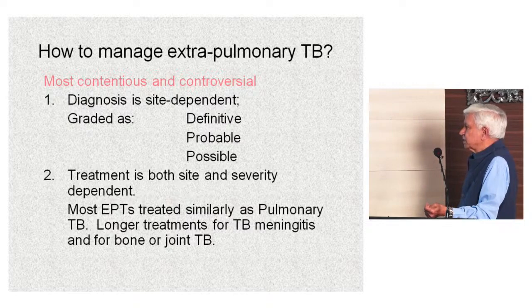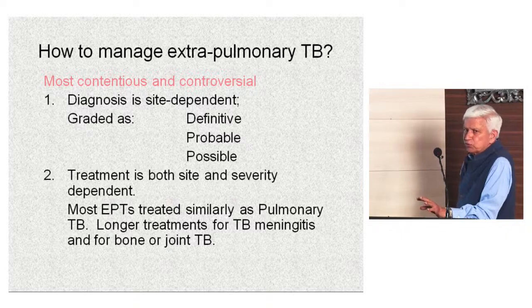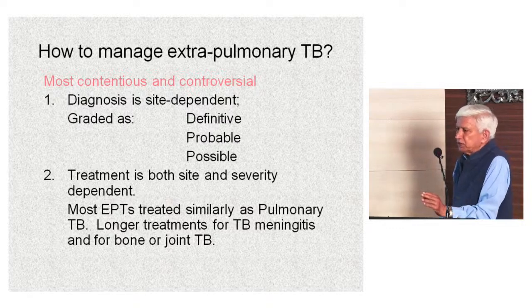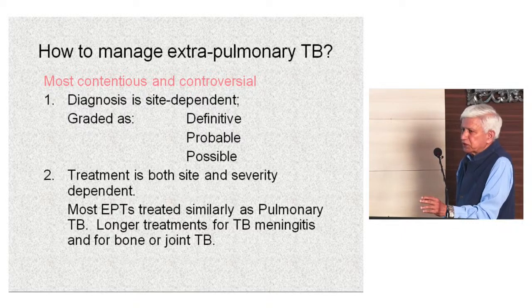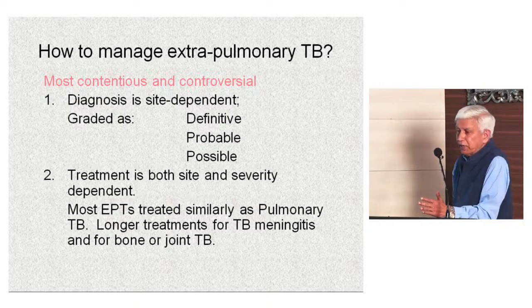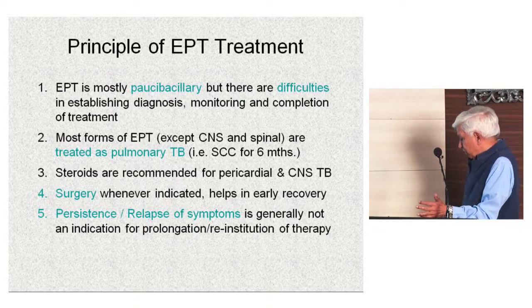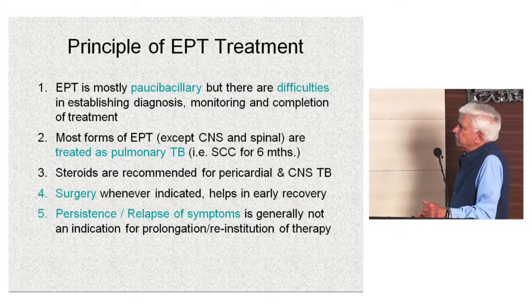Most extrapulmonary tuberculosis is treated similarly to pulmonary tuberculosis. That is the general principle. Longer treatments are used for TB meningitis and bone or joint tuberculosis. Those are the only two forms of extrapulmonary tuberculosis where treatment may be longer than 6 months. Although there are always debates between the site specialist and the tuberculosis specialist or pulmonologist. We always insist that it should be for 6 months, but the surgeons many times, or even the general physicians, the medical people, sometimes want prolongation or longer therapies. The principle of extrapulmonary treatment is that EPT is mostly paucibacillary.